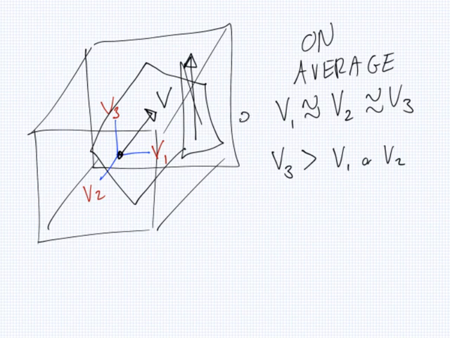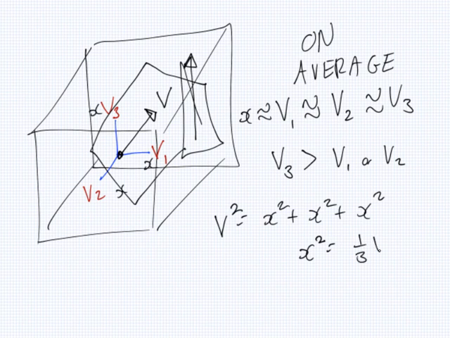So these we can all just call x. So this is an x, this is an x, and this is an x. And Pythagoras, our friend, said v squared should equal x squared plus x squared plus x squared. So x squared should equal 1/3 v squared. Or the other way around, you could say v squared equals 3 times x squared, whichever way you want to state it.